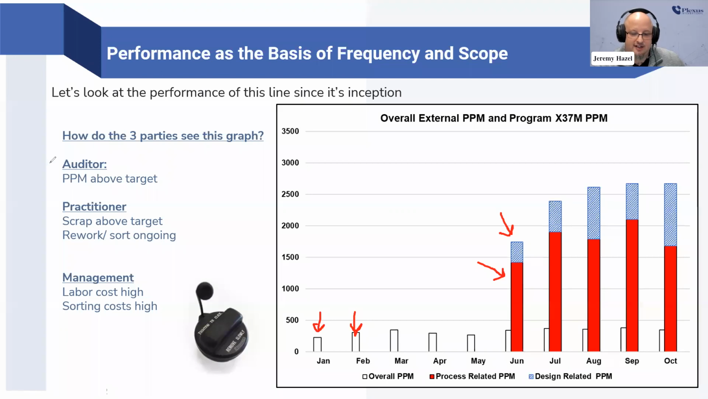So now let's take a look at this. If I have 3 different parties, here's how the 3 interested parties shift. The auditor sees PPM above target. The practitioner sees scrap, rework, and sort ongoing in the line or the design that they've created, right? And I know design doesn't have scrap or rework, so we could look at design as things like infant mortality or warranty rates. And how does management see this graph? The labor cost is high and the sorting costs are high. So folks, all three of these parties see things a little bit differently.